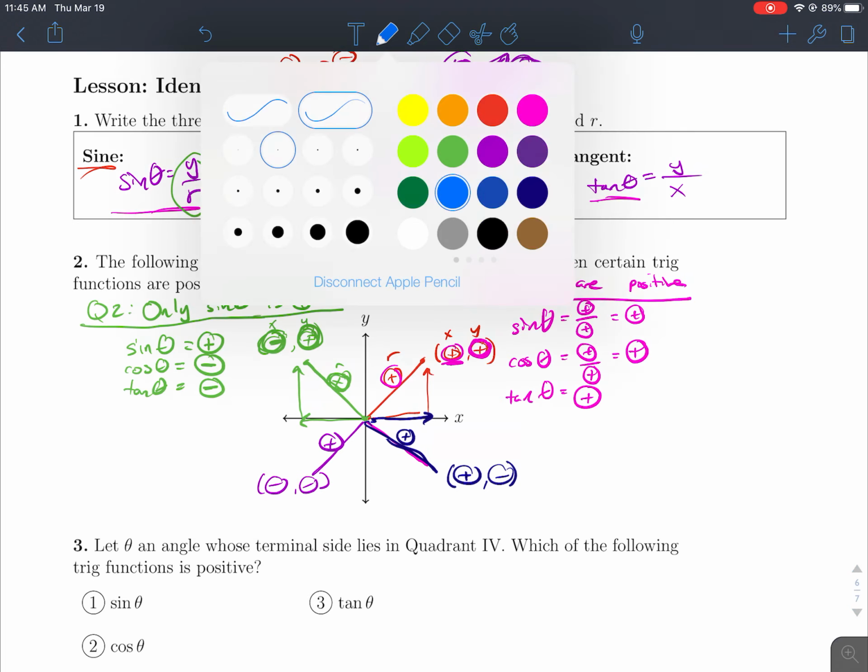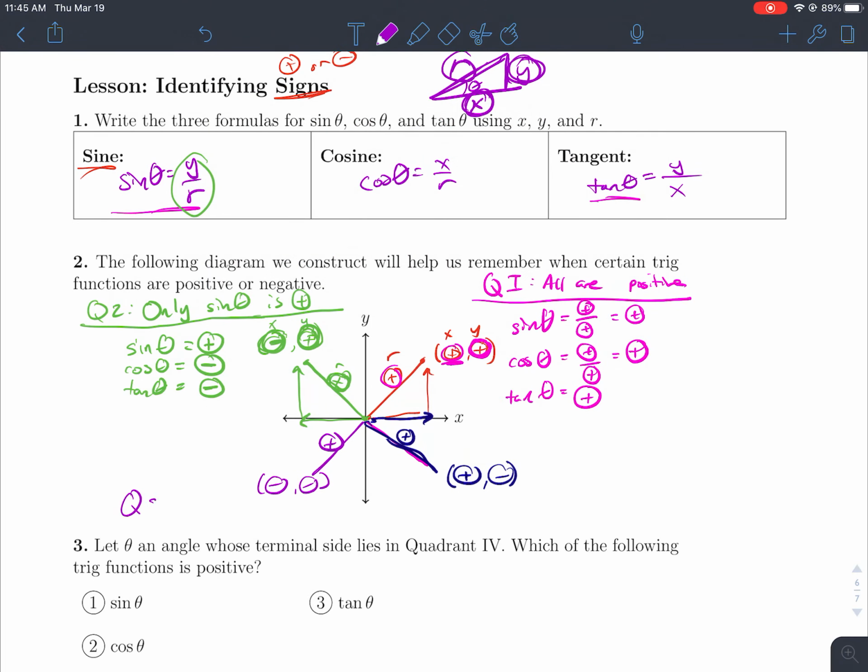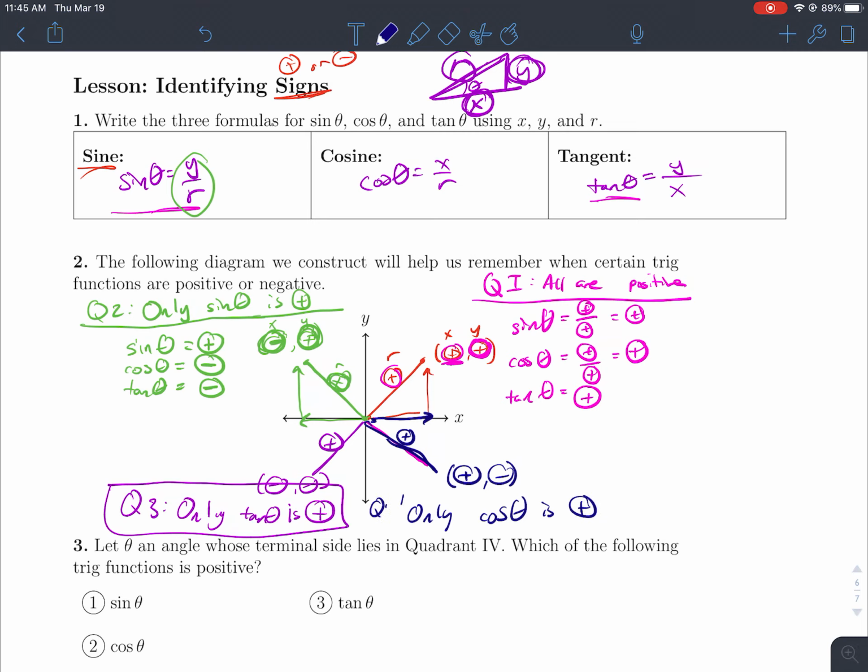But the lesson is running a bit long, and so I want to jump to those punchlines. In this quadrant here, in quadrant 3, you'll find that only tangent is positive if you do the same type of calculations. And in quadrant 4, you'll find that only cosine of theta is positive. All the other ones are negative in quadrant 4.